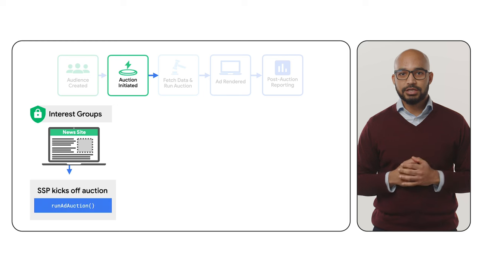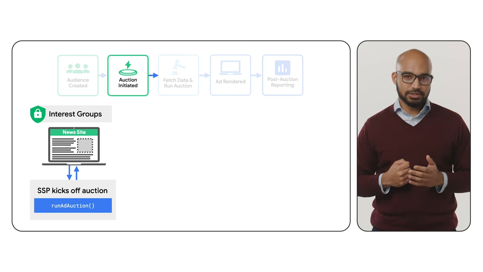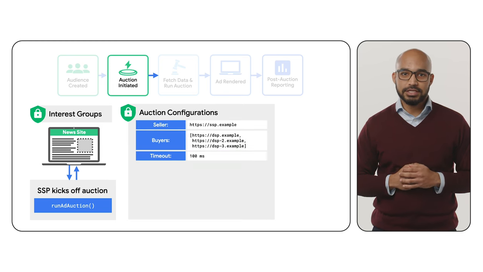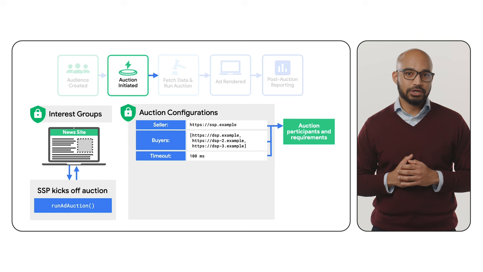Similar to the audience creation, the publisher or the ad tech partner they work with create the auction directly on the browser and do so with the runAdAuction JavaScript call. You would call that with the auction configuration, which registered some information about the auction with the browser. First, there's the seller running the auction. In this example, SSP.example. Then there's the buyers the SSP is inviting into this auction, which includes DSP.example and others.